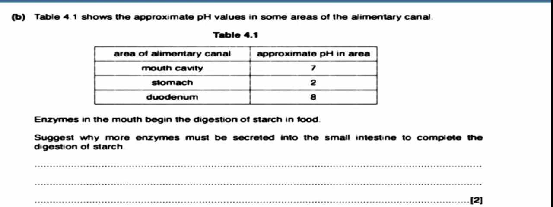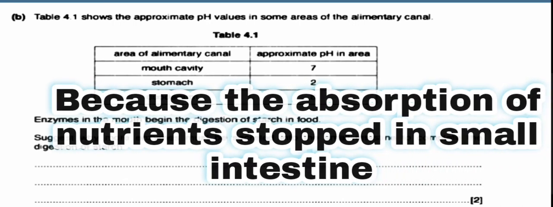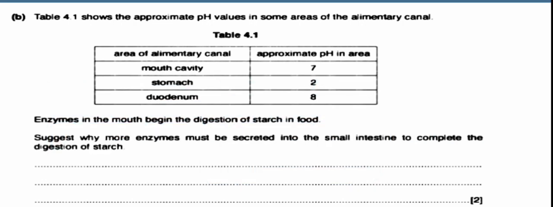So after the food passes through the small intestine, it goes where? Into the large intestine. And in the large intestine, that is where the absorption of water takes place. The absorption of nutrients stops where? In the small intestine. So we are going to say this is because the absorption of nutrients stops in the small intestine. Then the other one, you're going to say, this is because in the large intestine only the absorption of water takes place, meaning the absorption of nutrients does not take place.